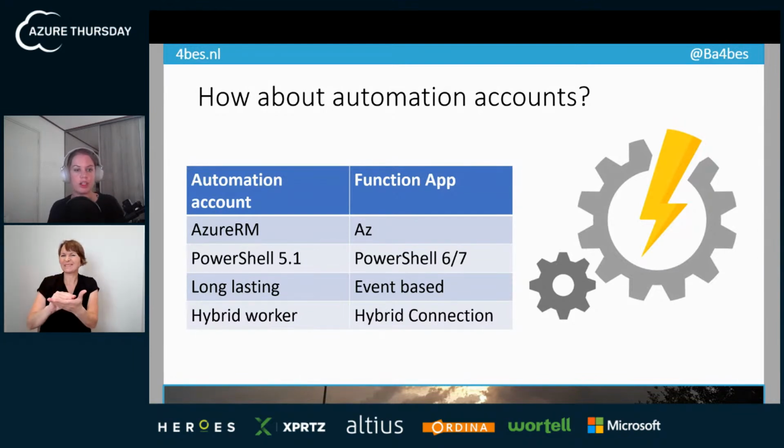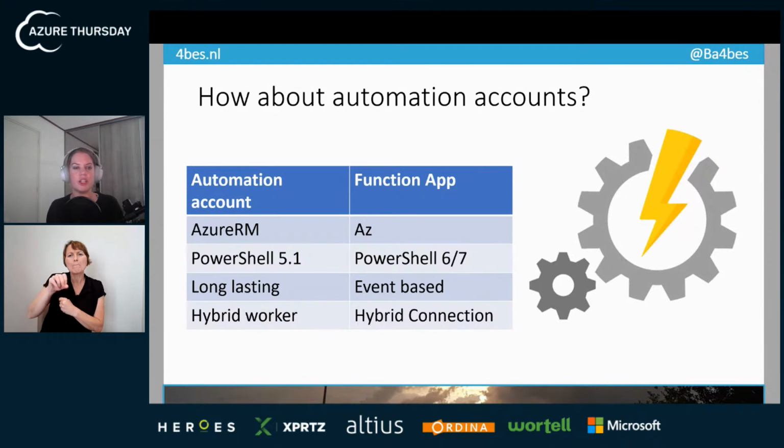And an automation account is running PowerShell 5.1, like we just talked about, while function app was always running on PowerShell Core, PowerShell 6, and just recently PowerShell 7 has become an option to run in a function app. So you get the newer version to run your PowerShell scripts in.